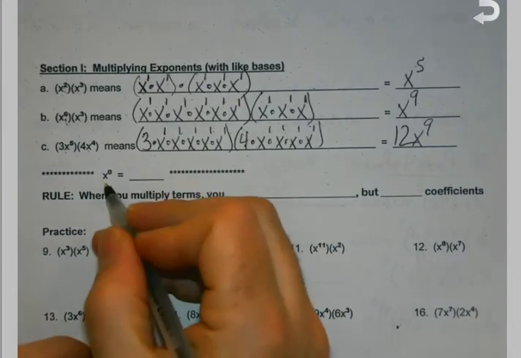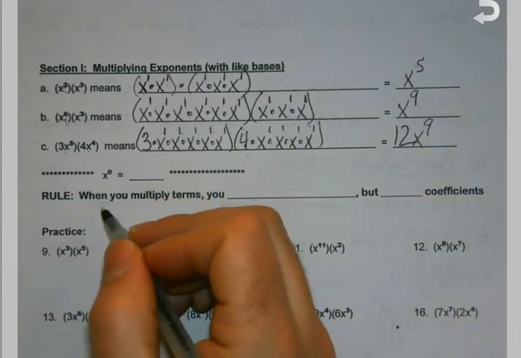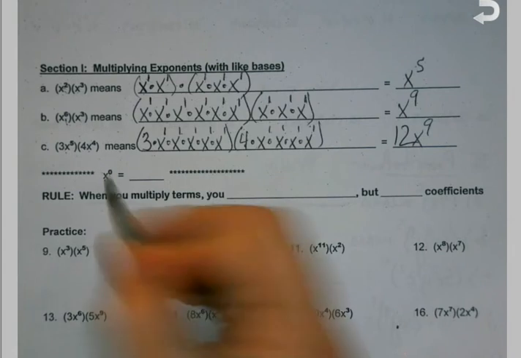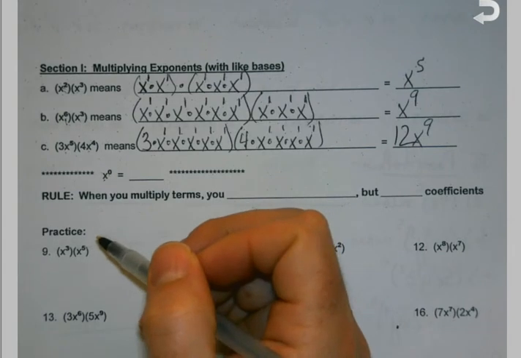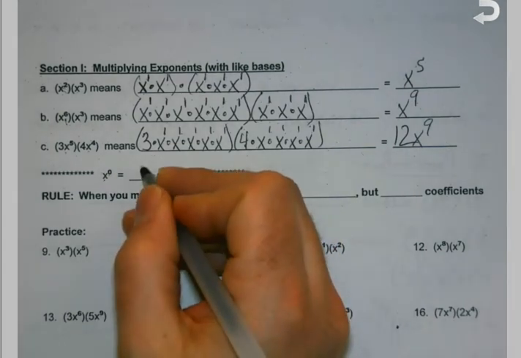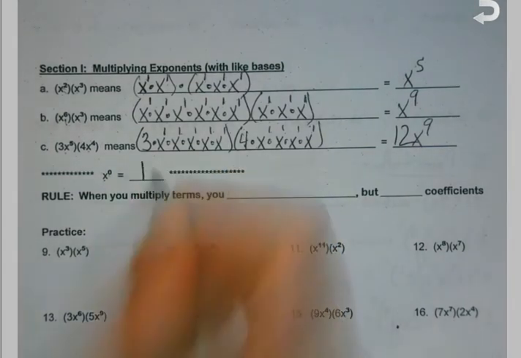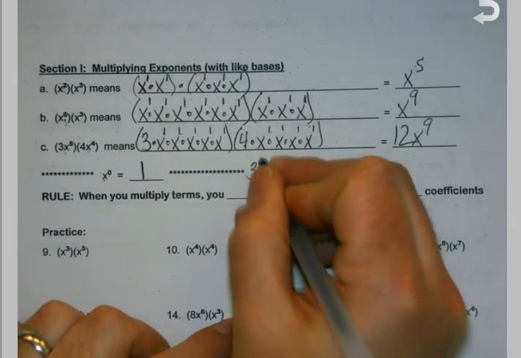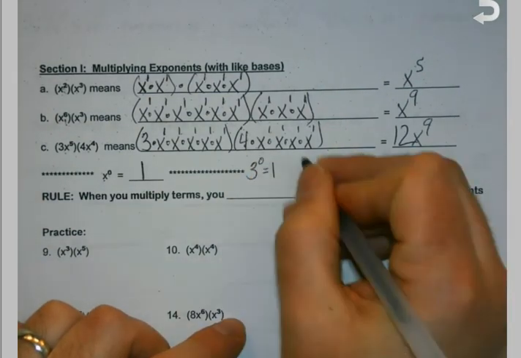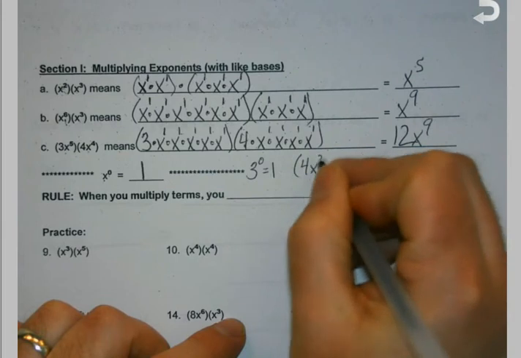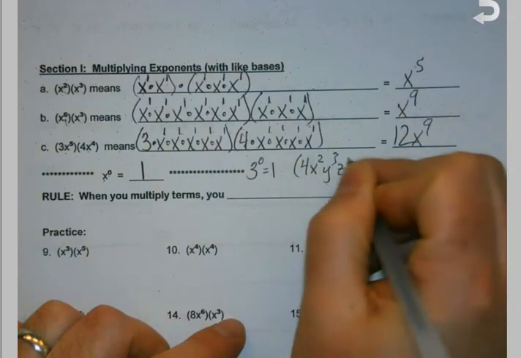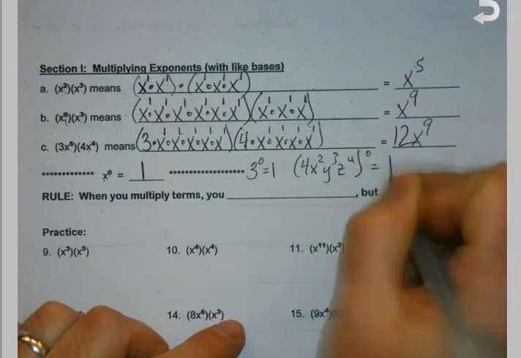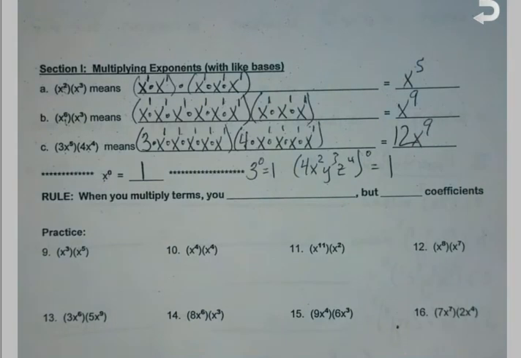And now, here's the one interesting one, though. What's anything to the 0 power equal? 1. And that's anything. Even if you have 3 to the 0, that equals 1. If you have 4x squared y cubed z to the 4th, to the 0, it's still 1. Okay, so anything to the 0 power is 1. It wipes out the variables and all that other stuff.